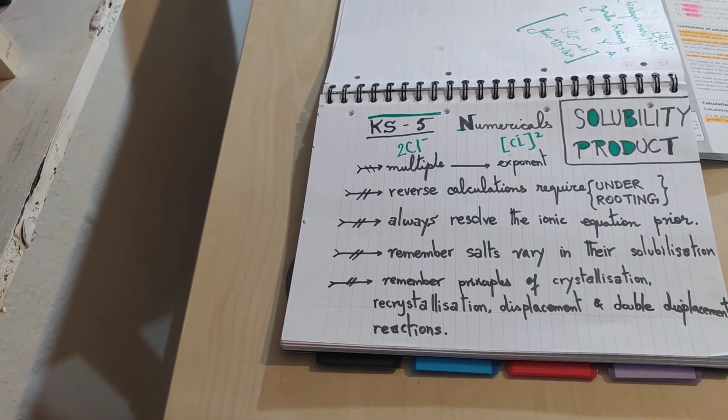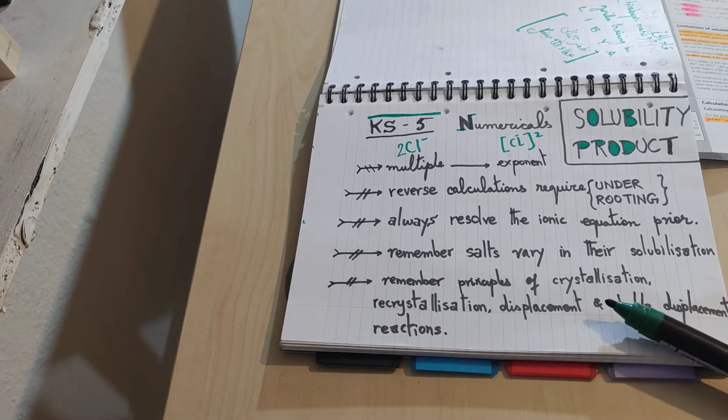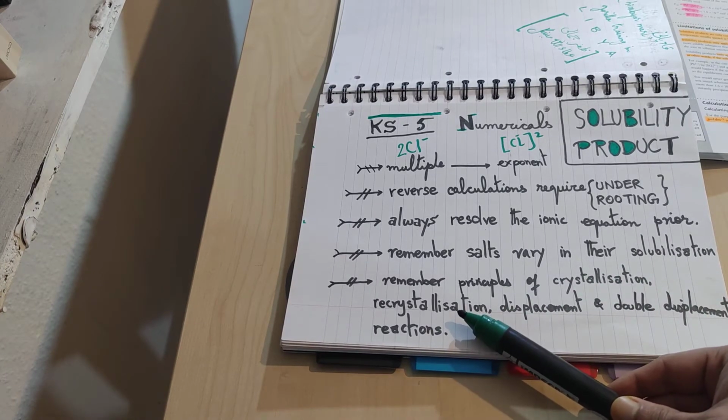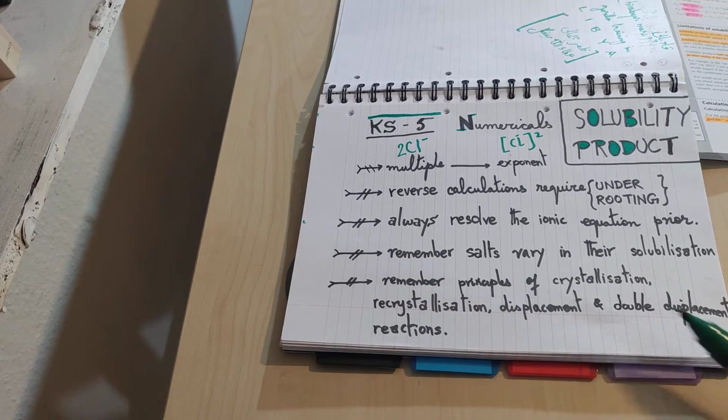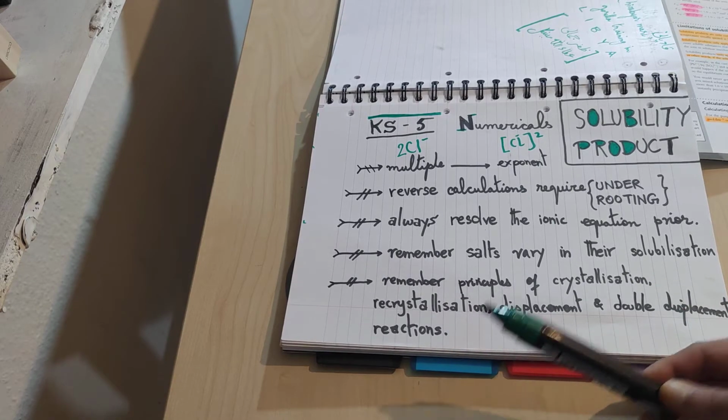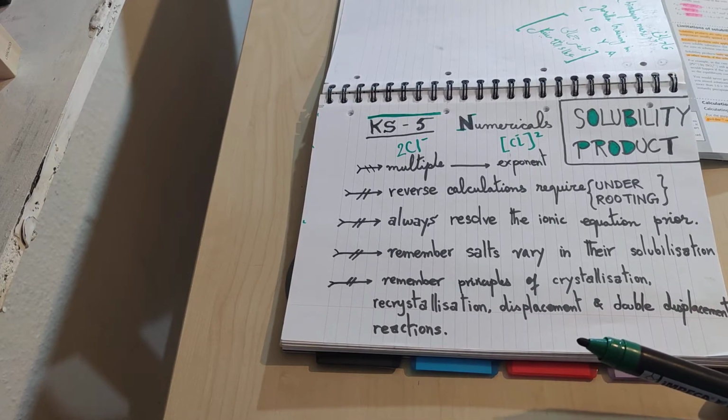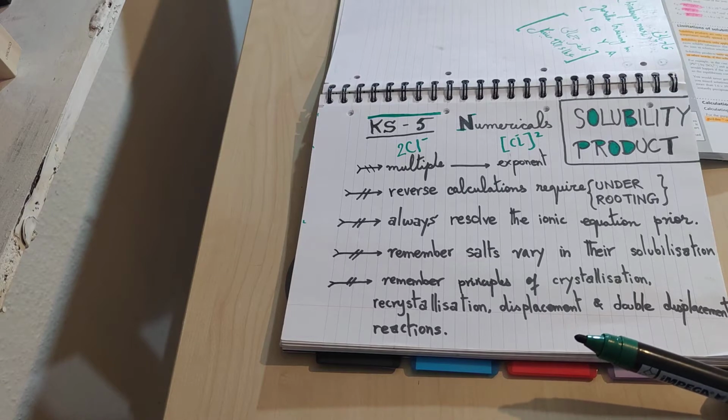And you have to remember the principles of crystallization, recrystallization, displacement, and double displacement. And one example of double displacement is the thermite reaction where aluminium and iron oxides are competing for each other based on their position in the reactivity series.